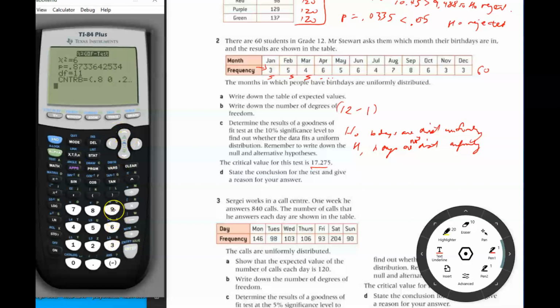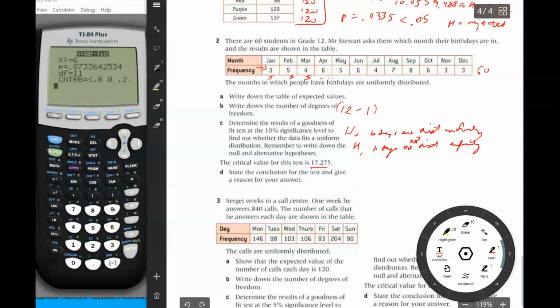And then my result is the chi-squared value is 6, and the p-value is 0.873. And so the chi-squared value of 6 is less than the critical value of 17.275. So that means that the null hypothesis is accepted. And the p-value of 0.873 is greater than the significance level of 10%, or 0.10. So the null hypothesis is accepted also. Now they always should give you the same result. Okay, let's go to number 3.